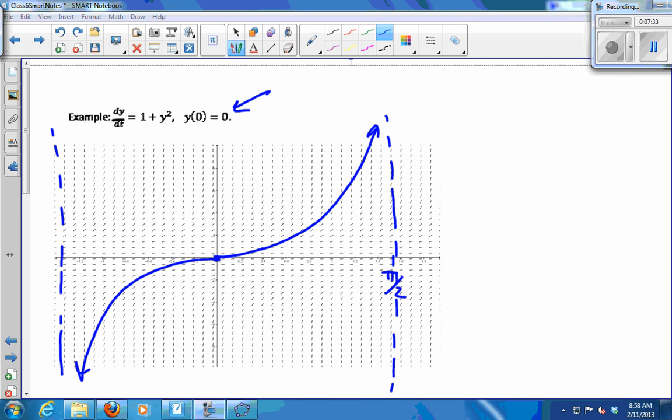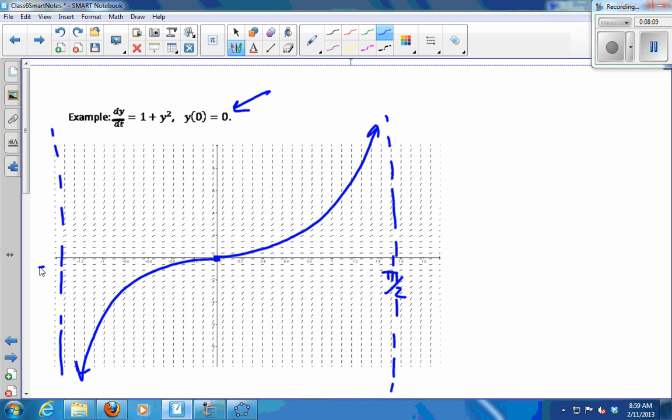I know there's a solution by the existence theorem, because this is continuous, that satisfies the differential equation and the initial condition, but it doesn't necessarily exist for all time. In this case, it only exists on the finite interval negative pi over 2 to pi over 2. Well, what happens after? It goes back down. There is no function that will go through this point and satisfy this differential equation when you go outside of negative pi over 2 to pi over 2.